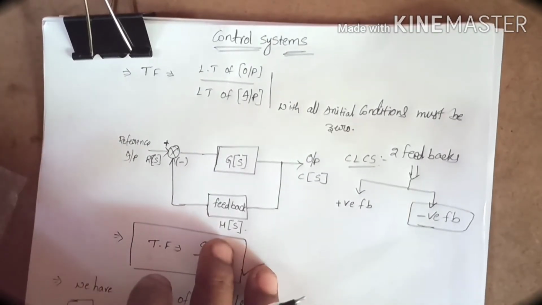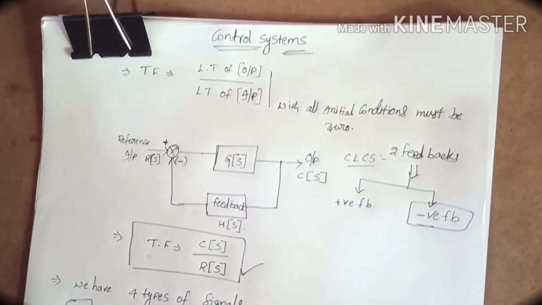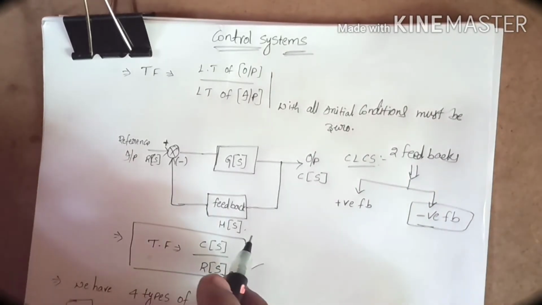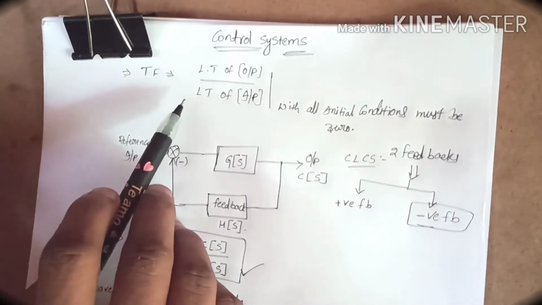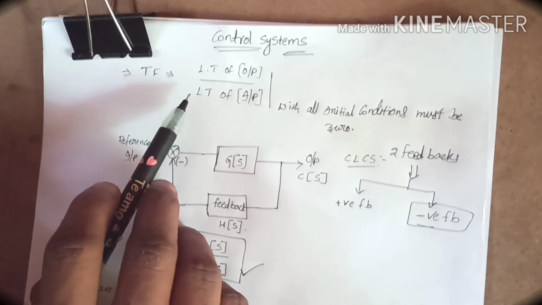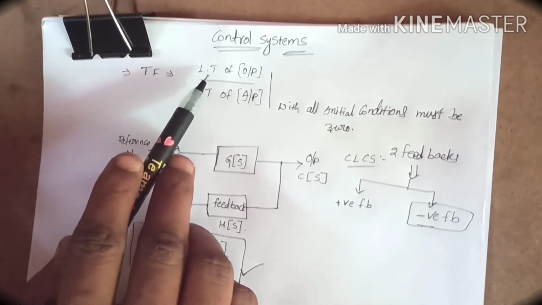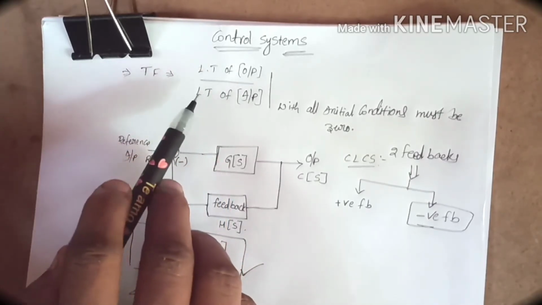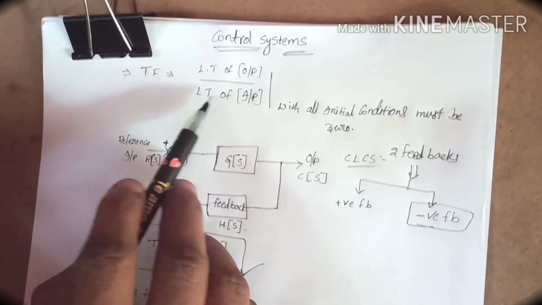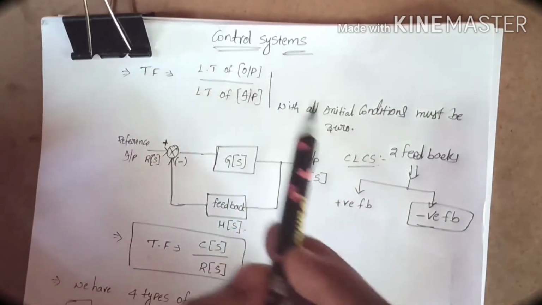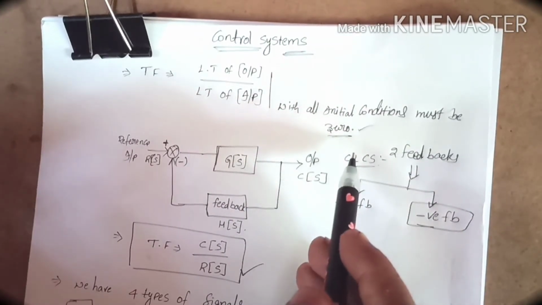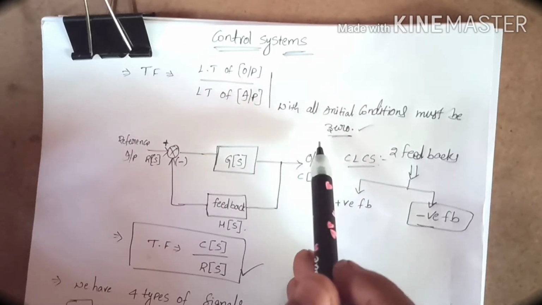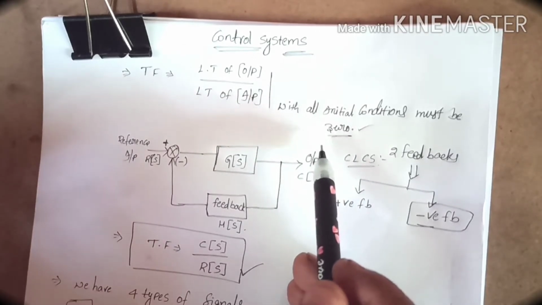Hi everyone. In this last class we will discuss transfer function. Again, a small topic will be discussed about transfer function. So what is meant by transfer function? It is the ratio of the Laplace transform of output to the Laplace transform of input with all initial conditions being 0. Very important topic. The transfer function definition must be known by everyone.